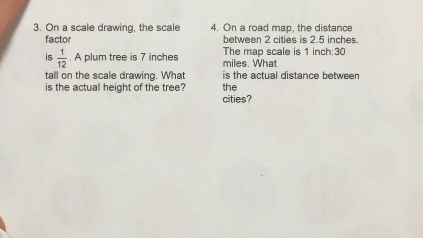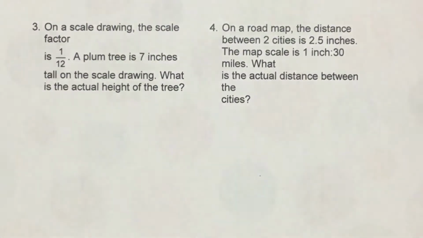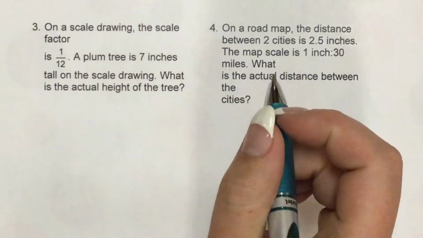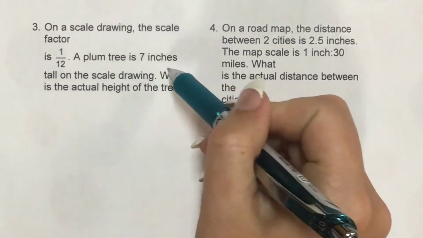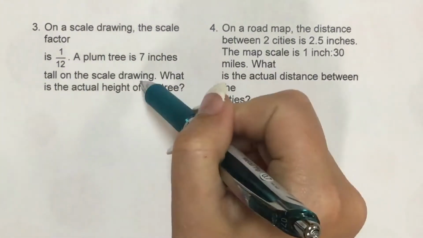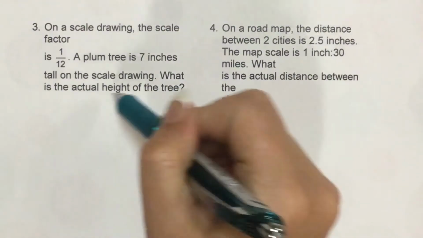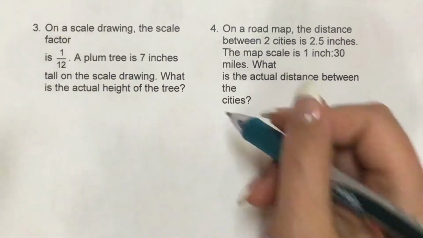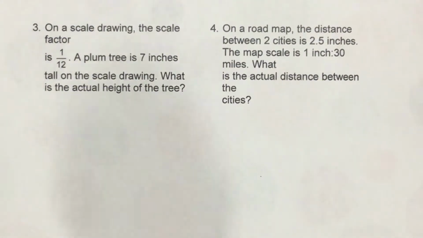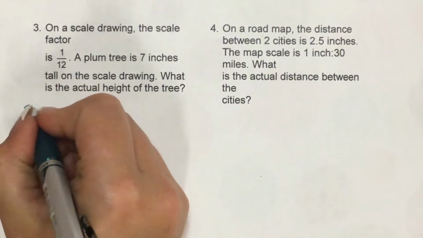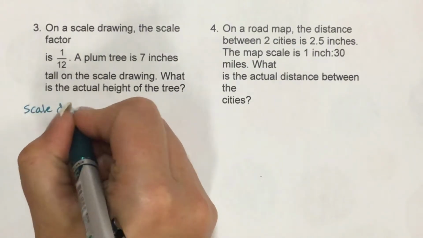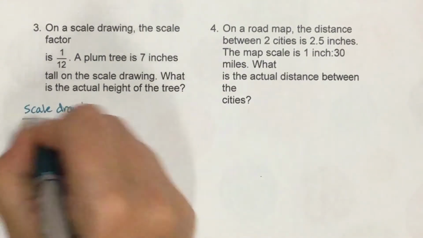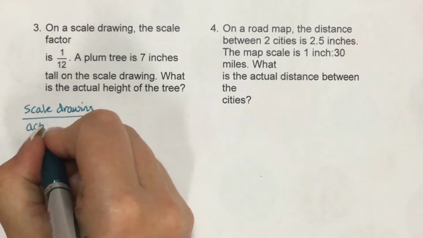Let's go down to problems 3 and 4. So it says on a scale drawing, the scale factor is 1/12. A plum tree is 7 inches tall on the scale drawing. What is the actual height of the tree? So what we have on problem number 3 is we have a scale drawing and we have the actual height.